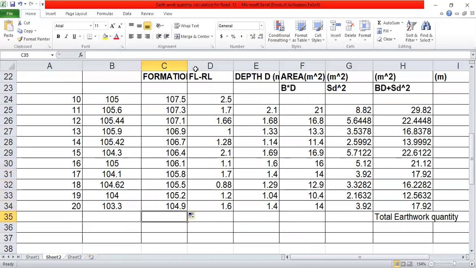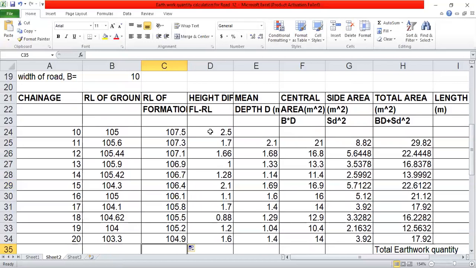Okay, next is the height difference. Height difference is calculated as RL of formation minus RL of ground. If that value comes out to be positive, it means that it is in filling. If that value comes out to be negative, it means it is in cutting.